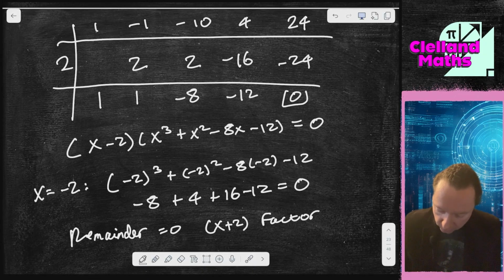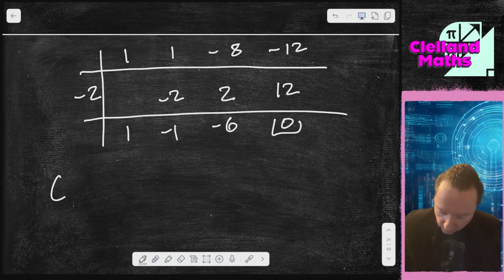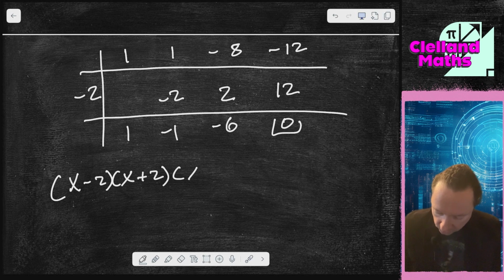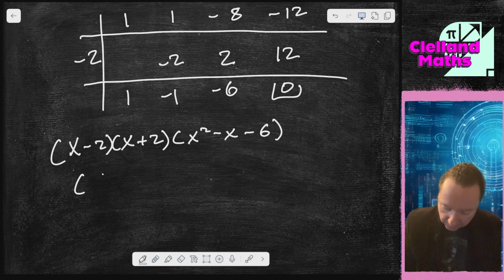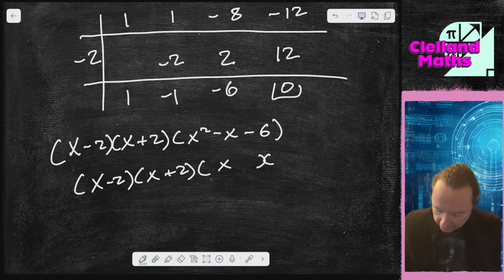We now know our factors, keeping track: x minus 2, x plus 2, x squared minus x minus 6. So we're looking to see is x squared minus x minus 6 factorisable. So then we can just continue factorising. X minus 2, x plus 2, x and x.